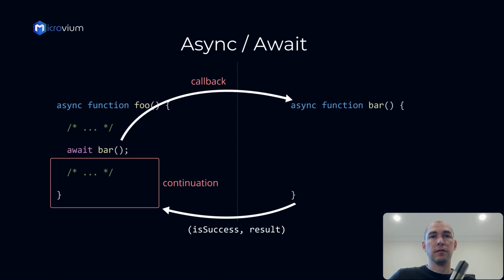Microvium recognizes the syntactic form of a function call immediately followed by an await, and will pass the caller's continuation to the callee in this case. I call this syntactic form an await call because it's a call immediately followed by an await. On the other side, the async function recognizes that a continuation is passed, so it doesn't construct a promise.